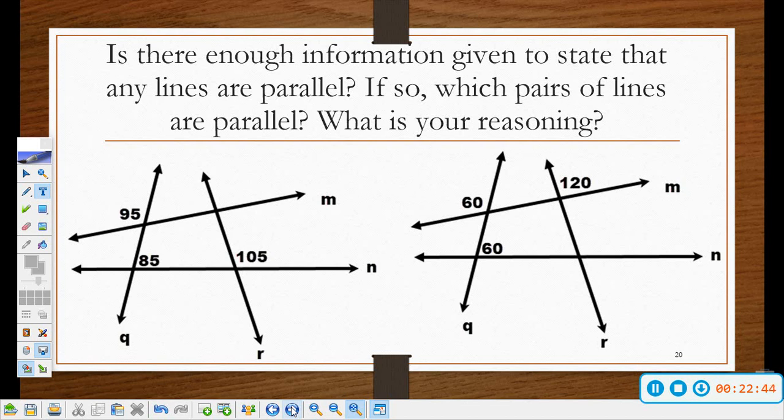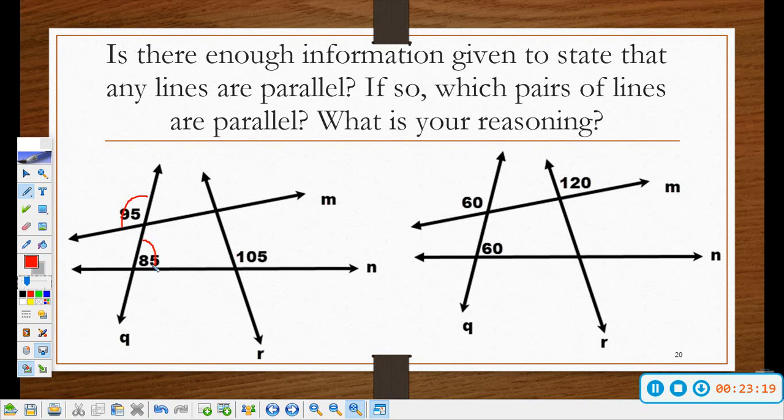Okay, here's my explanation. So when I'm looking at this, I notice that these two are not equal to each other. Okay, and if they're corresponding angles, they would need to be equal to each other if Q and R were parallel. So they're not, so I know that Q and R are not parallel to each other. So then the other thing I want to check out is what's the relationship between these two?